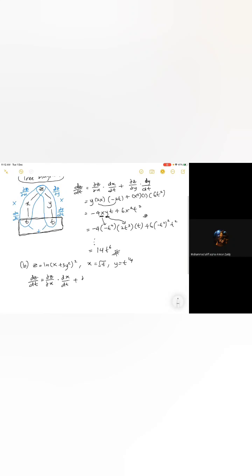This chain rule formula, because the formula will be different with regards to the variable.